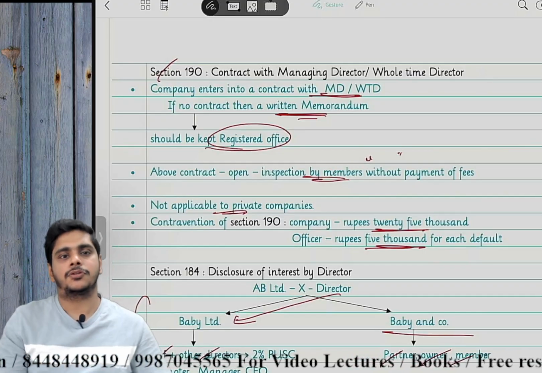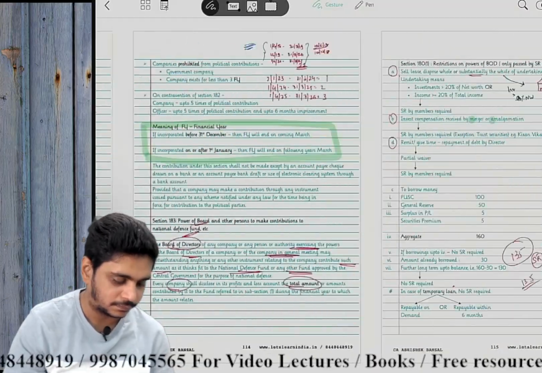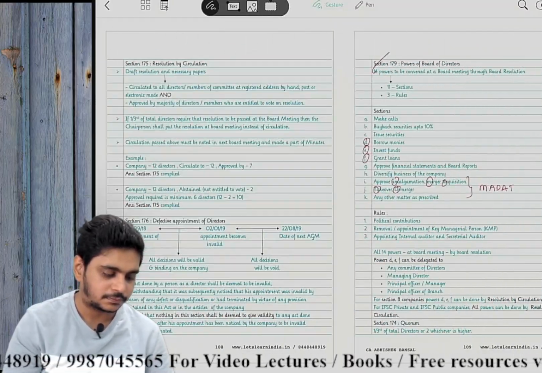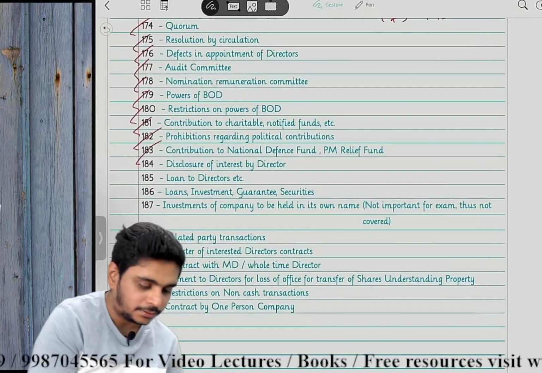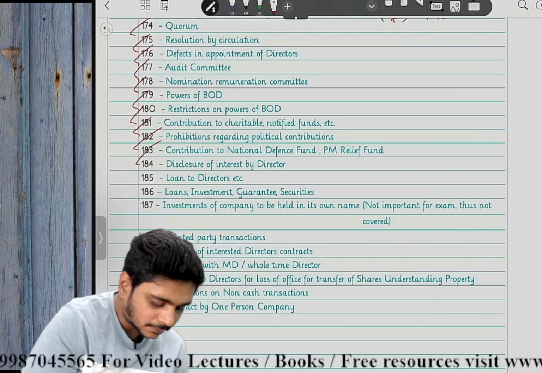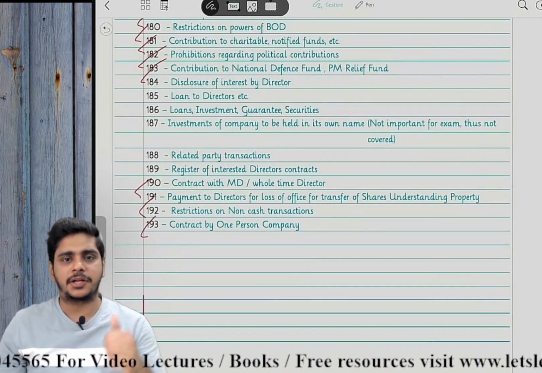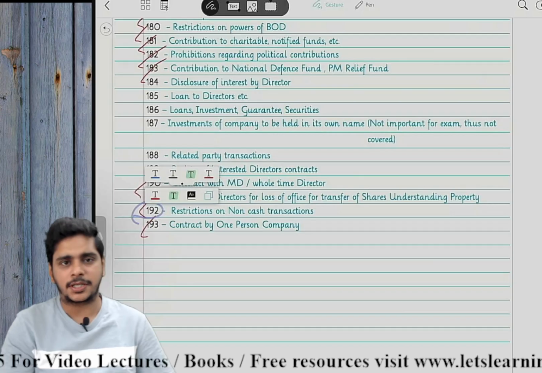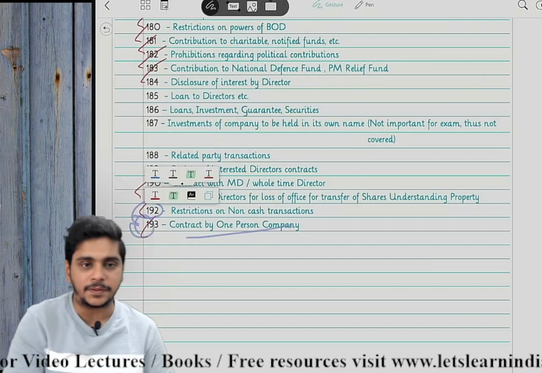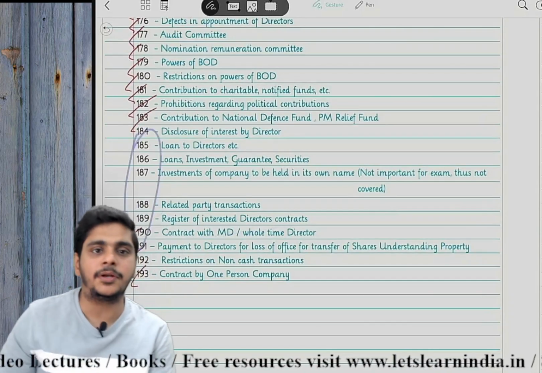Okay. So in this session, what we have discussed is: we did 190 contract with MD and WTD. Then we did 192 restriction on non-cash transaction. Then we did 193 OPC. Now the balance sections we'll be doing in the next session.